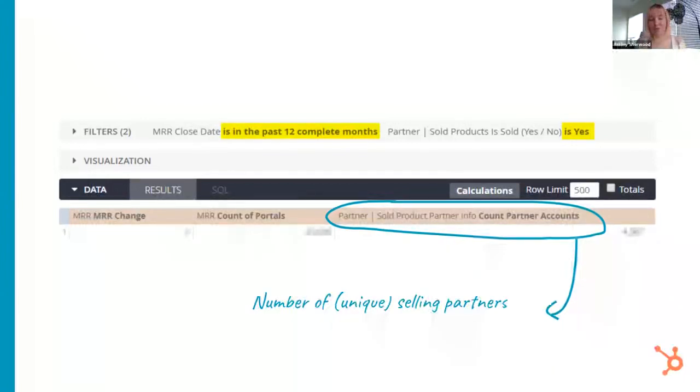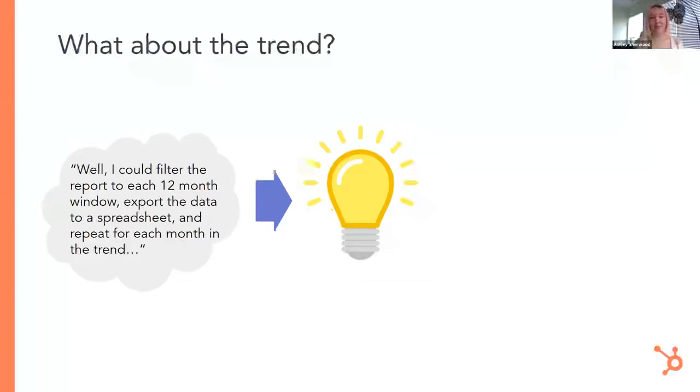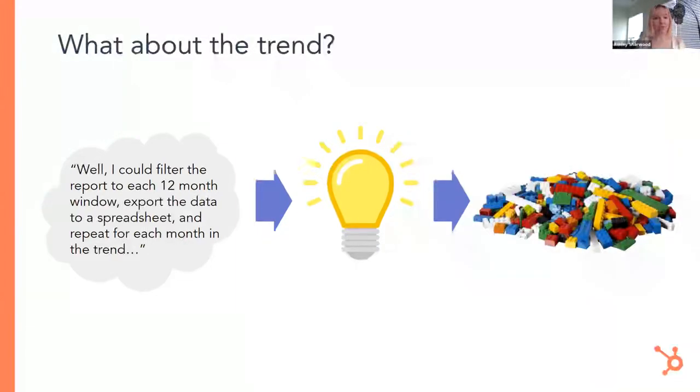So being the resourceful analyst that I am, I immediately looked to do a manual solution in a spreadsheet. I was like, all right, I could filter this report to each 12-month window, then export that data, and then repeat that, and then I'd have a trend. But that led to the light bulb moment. Well, if I can do that, that means I have all of the Lego pieces that I need. The problem is just putting them into the right structure so that they'll work in the way that we need them to work.